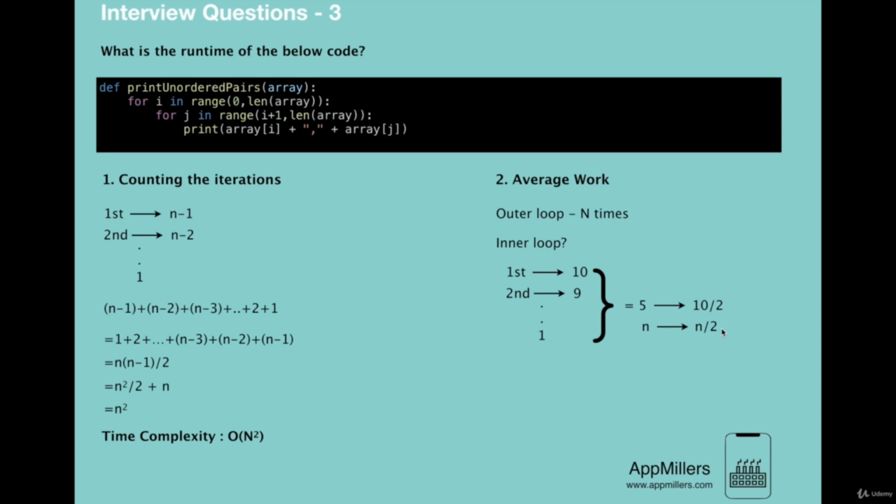So we know that our outer loop runs n times. Since the inner loop runs n divided by 2, we can multiply these two and get n squared time complexity. So with these two approaches, we can find the time complexity of this method. Hopefully everything is clear for this question.